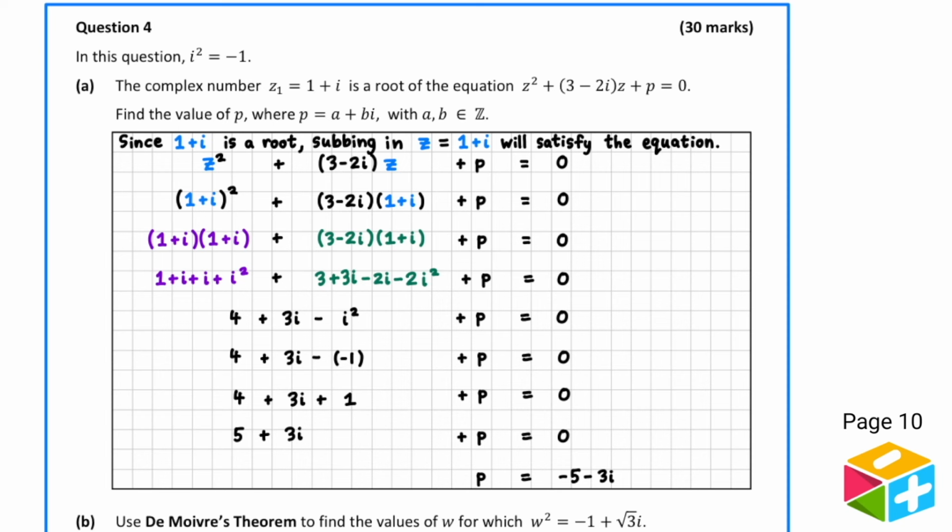By definition, i squared is equal to minus 1, so we can replace the i squared with minus 1. Now, minus minus 1 gives us plus 1, and 4 plus 1 gives us 5. So we end up with 5 plus 3i plus p is equal to 0. We can isolate the p if we subtract 5 and subtract 3i from both sides. This brings us to our final answer. p is equal to minus 5 minus 3i.